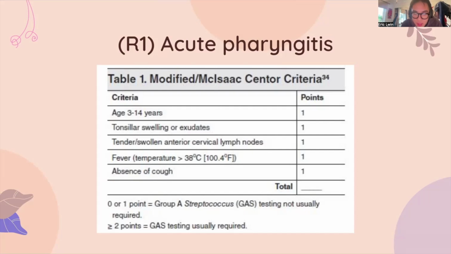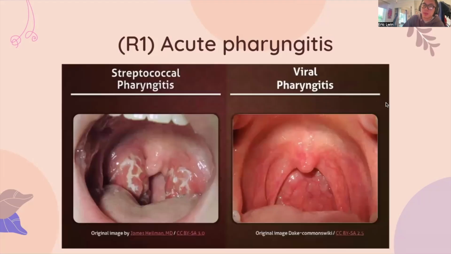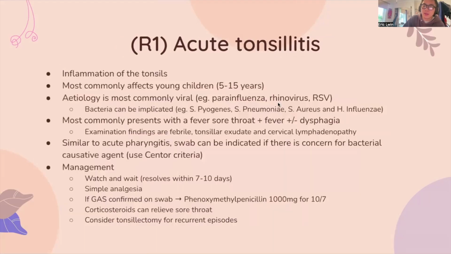If you get less than 2 points, the cause is most likely viral, and the patient would not be indicated for a throat swab. But if they score 2 points or more, then they would benefit from a throat swab and potentially antibiotics. As you can see, viral pharyngitis is a lot more clean looking, although there is still pharyngeal erythema. This one has tonsillar exudate. I think that's the main difference in these.